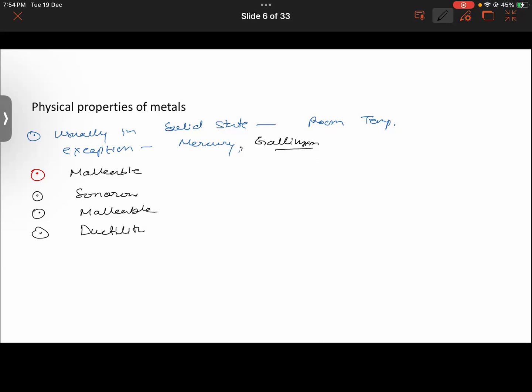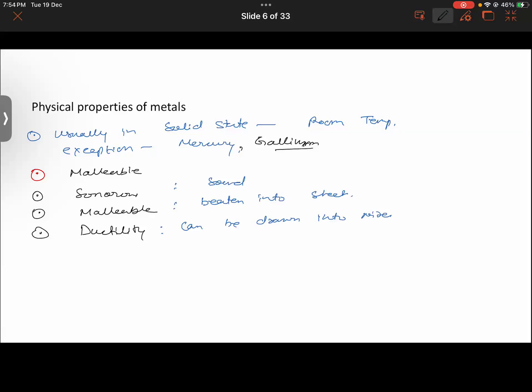Metals are highly tensile. Thereby, they can be drawn into wires. Malleability says they can be beaten into sheets. So sonorous means producing sound, and we will be adding that also.